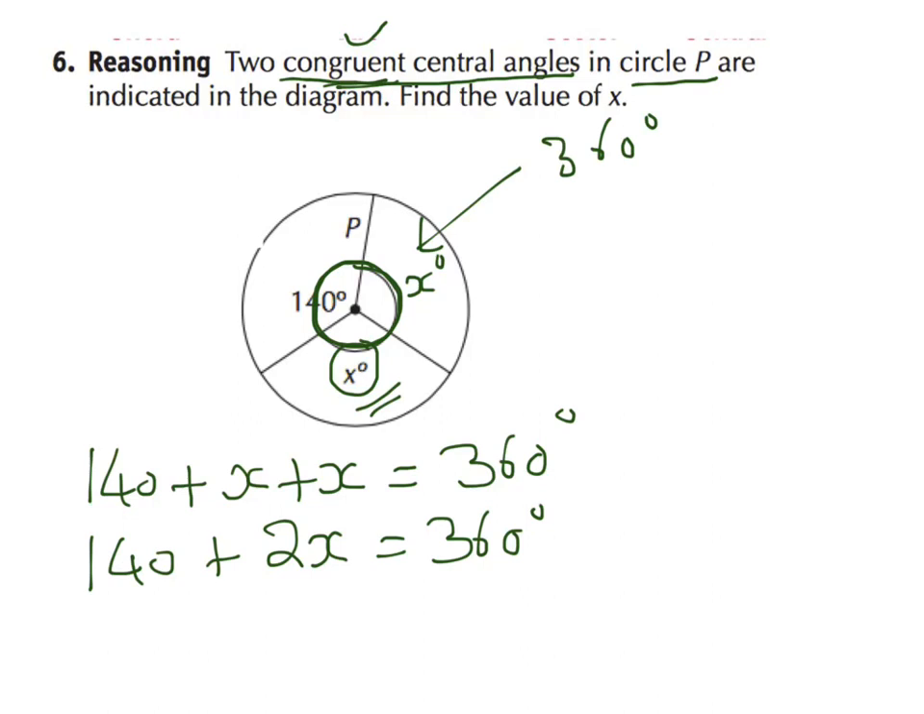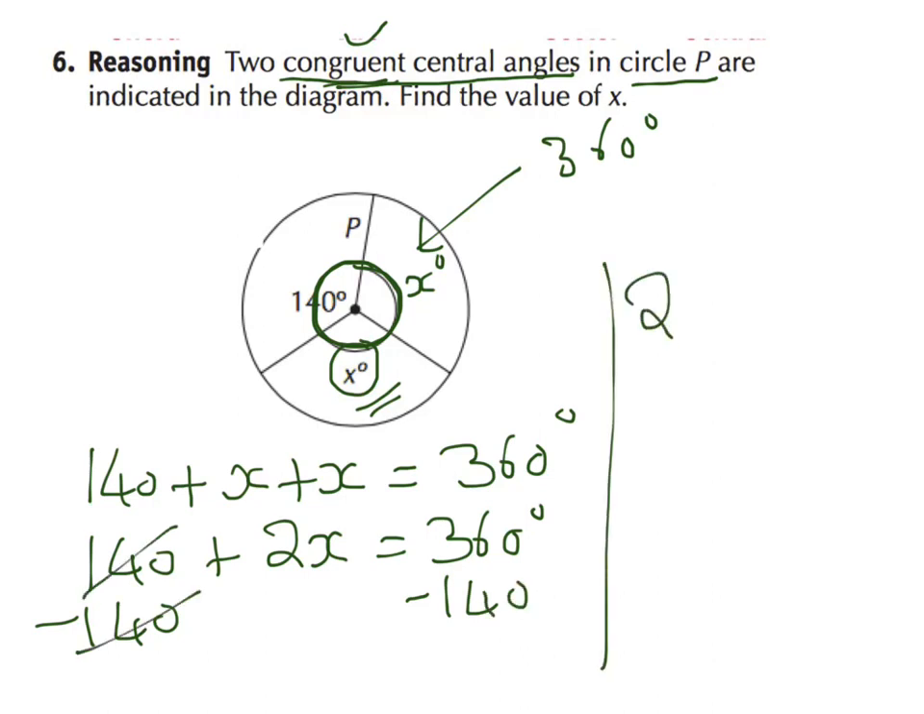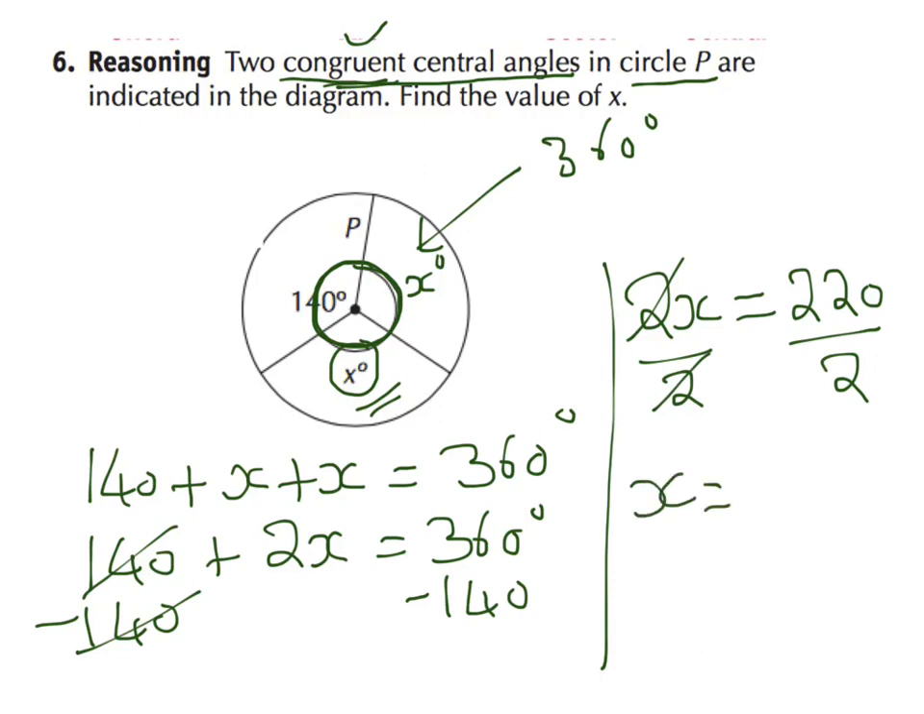How will you remove 140? Minus 140 on both sides. So 2x is equal to 360 minus 140, which will be equal to 220. How will you remove the 2 which is multiplied by x? We divide by 2 on both sides. So x is equal to 110 degrees.